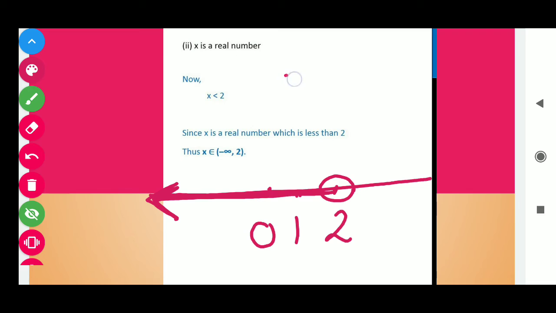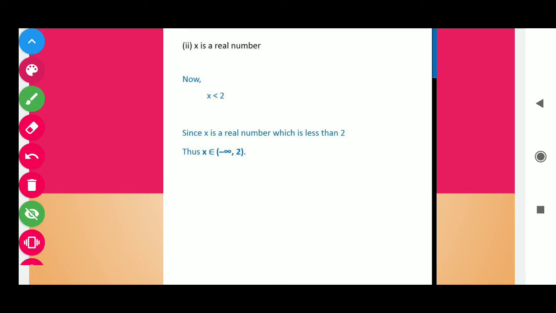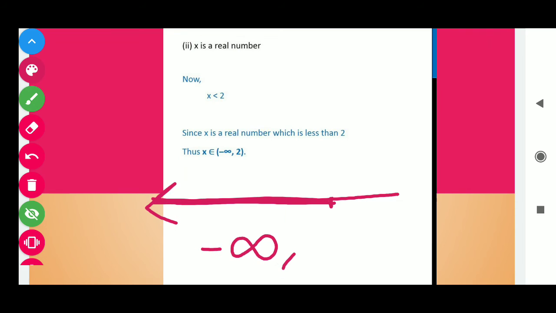Students, suppose question में लिखा आता है x less than equal to 2, in that case you have to fill this circle as well. So students, this is an important concept, you have to remember all these. So in this way our answer is the interval minus infinity up to 2, and 2 is not included because here is no equality sign, and minus infinity is already not included in the real line. That's why this is an open interval.